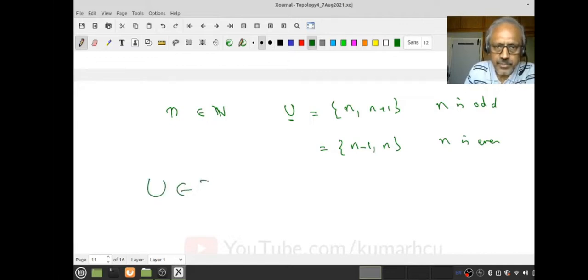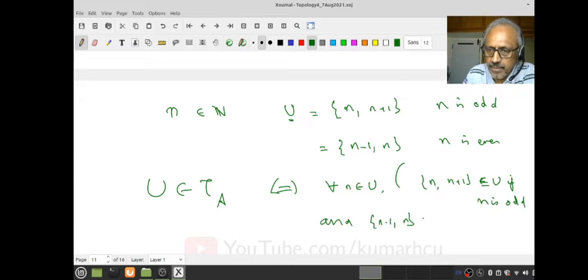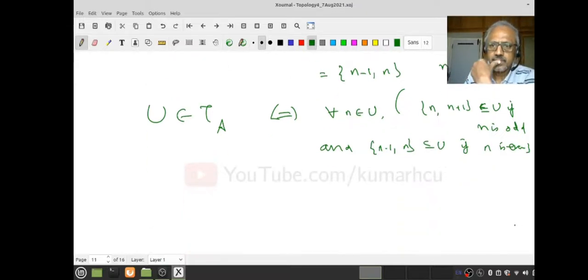So when does U belong to tau of A? U belongs to tau of A if and only if for every n in U, n plus 1 is contained in U if n is odd, and n minus 1 is contained in U if n is even. The whole thing must be true. Are you following?